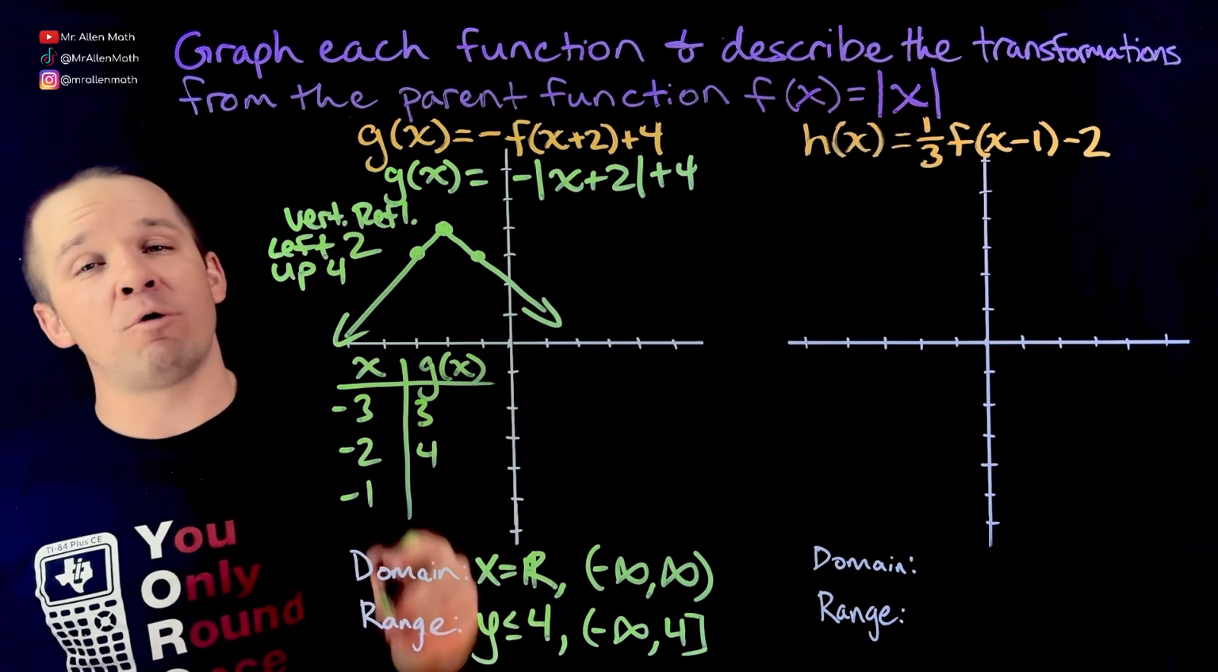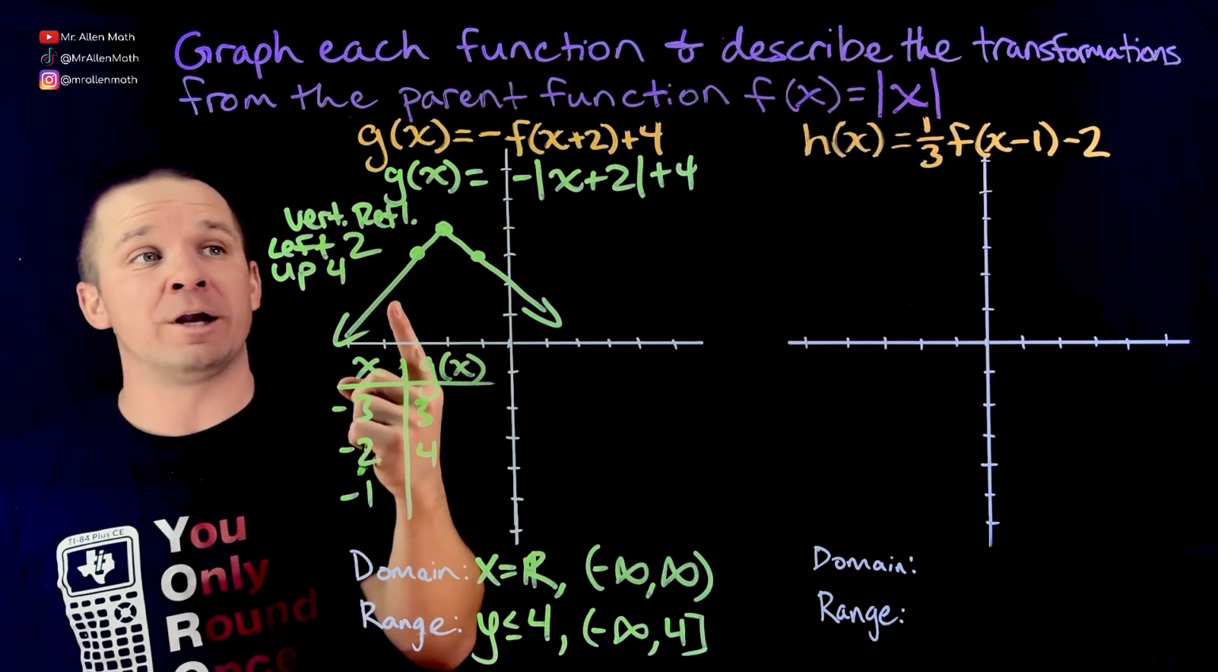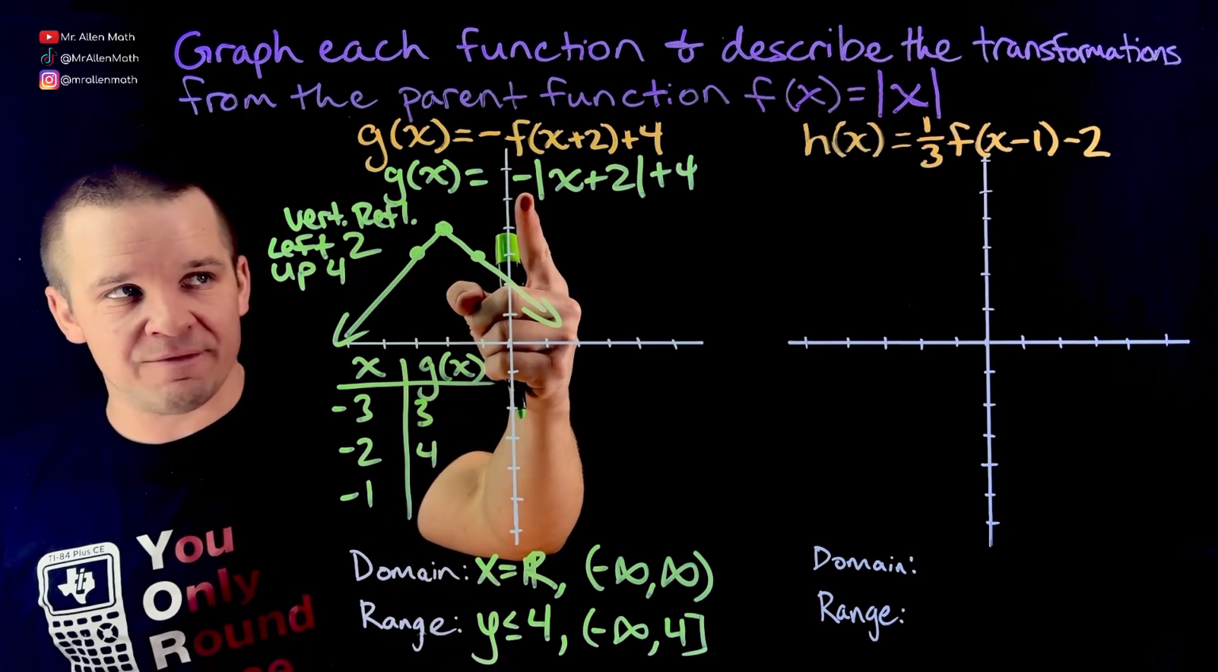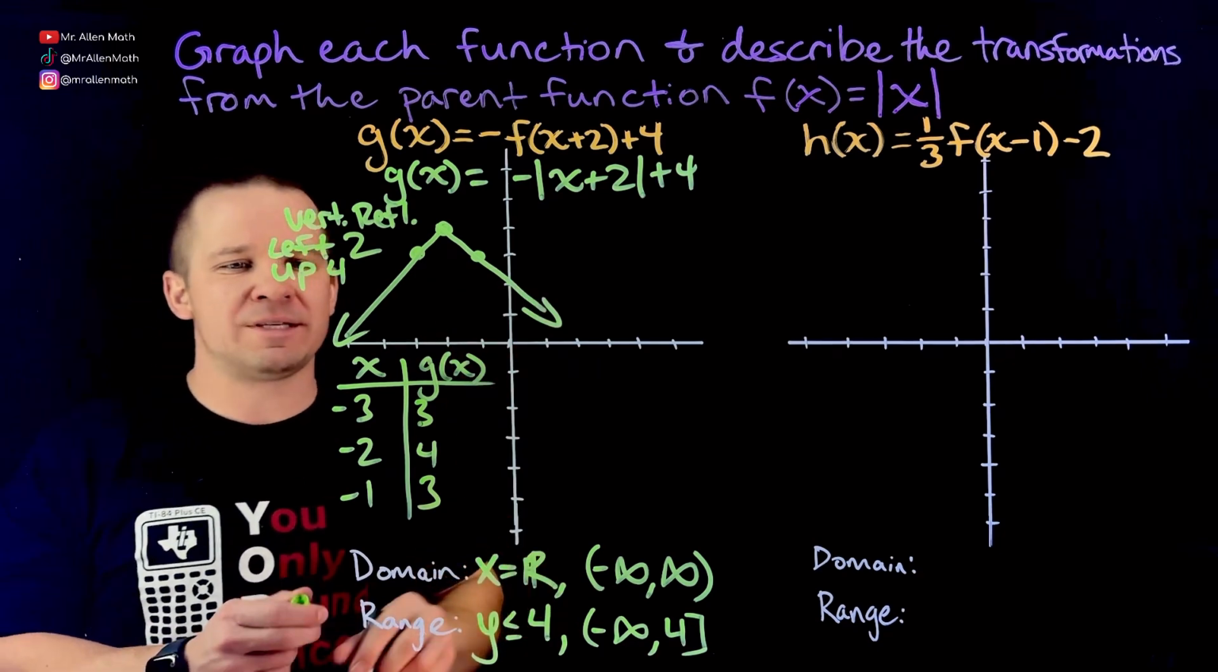And if I plug in negative 1, the same kind of thing happens. Negative 1 plus 2 is 1. Absolute value of 1 is 1. But then it becomes negative out there. So negative 1 plus 4 is positive 3. And you see those points there on our graph.